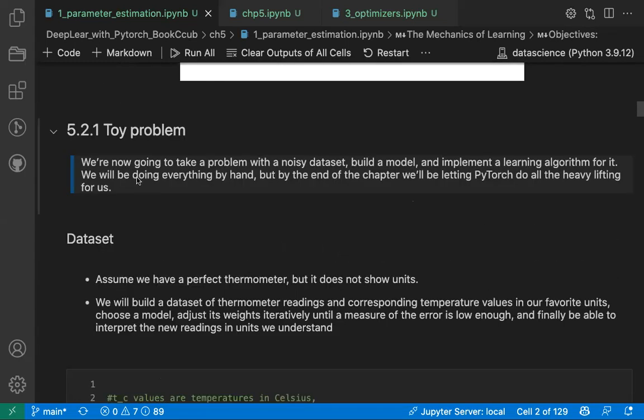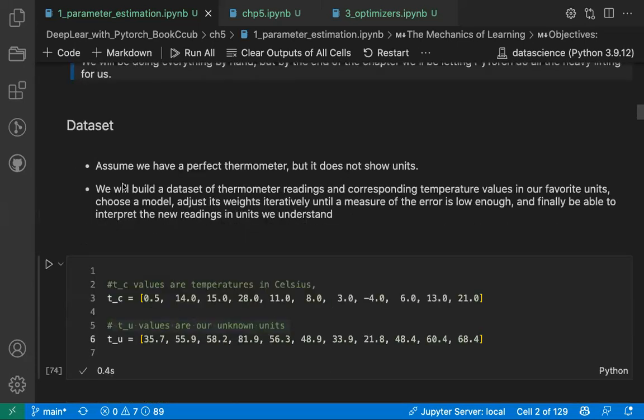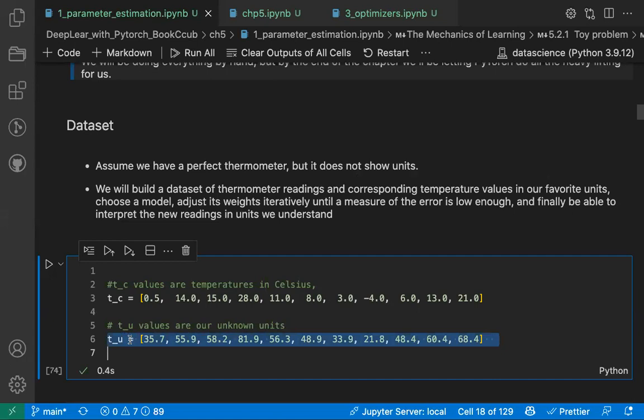So let's look at a toy problem to see how learning works. Let's build a model and see how this learning works. So let's construct a data set. Assume you have a perfect thermometer, but it does not show a unit. This is a reading, but it does not show the unit. But we know that the other value is the temperature in Celsius.